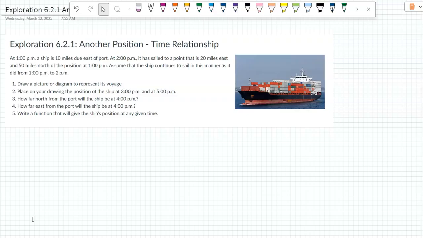All right, so we're going to draw a picture or a diagram to represent this voyage. Then we're going to place on our drawing the position of the ship at 3 p.m. and at 5 p.m. We'll determine how far north of the port the ship will be at 4 p.m. and how far east it will be as well. And then we're going to write a function that would give the ship's position at any given time.